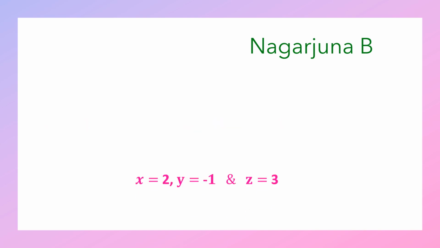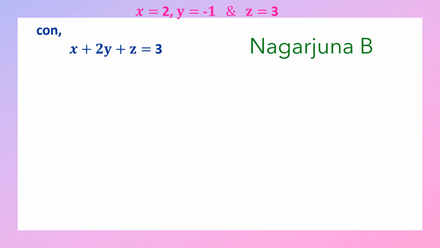The values which we have got are x equal to 2, y is equal to minus 1 and z is equal to 3. Consider the first equation which has been given in the system of linear equations, which has been given in the question. Among that, consider the first equation. The first equation is x plus 2y plus z is equal to 3. Consider LHS. LHS is x plus 2y plus z. In this one, substitute the values of x, y and z which we have got.